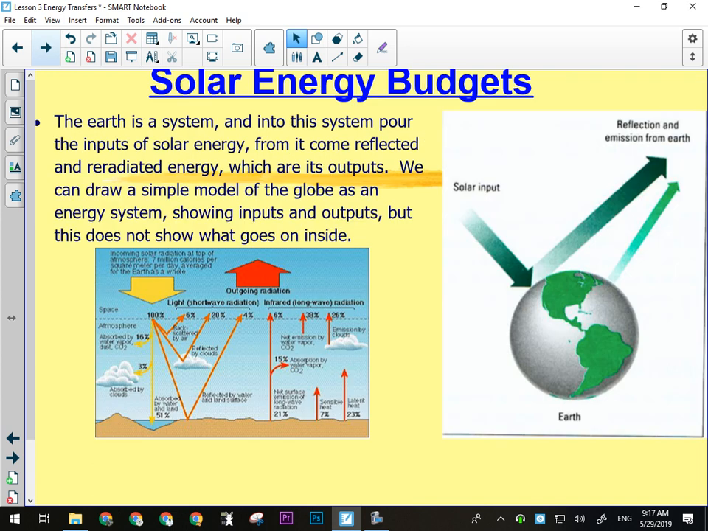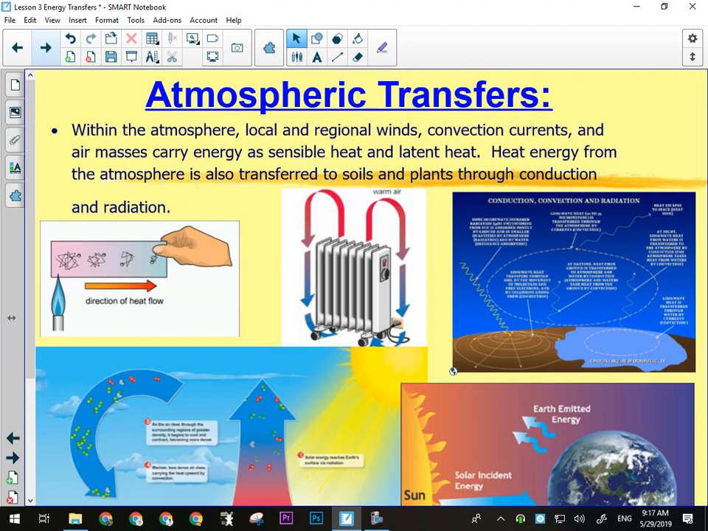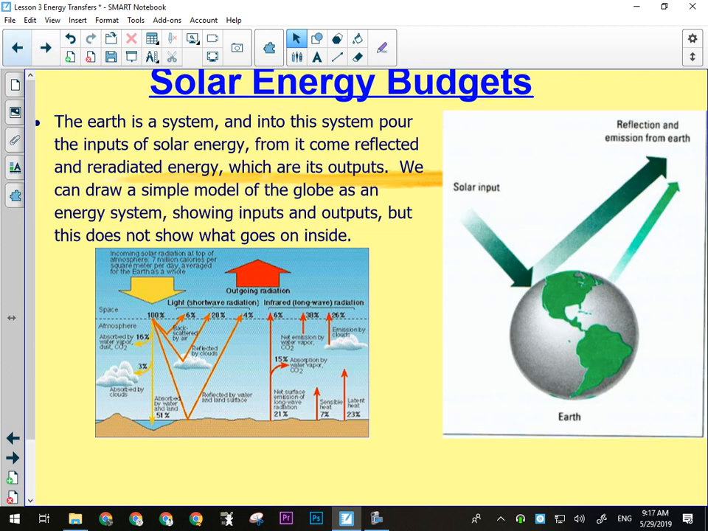Now, the solar energy budget. What we need to talk about is, and I do have it here. So the Earth's a system. It's an open system. We talked about that in the last unit, right? Open, closed, and isolated. The Earth is an open system, so it is always exchanging matter and energy. And what happens to that energy is important.